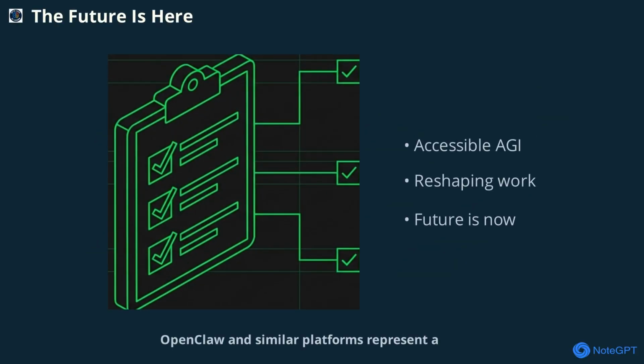OpenClaw and similar platforms represent a monumental step toward accessible artificial general intelligence. The future isn't just coming, it's already here. These digital operators are reshaping how we work, live, and interact with technology, making advanced AI available to everyone.